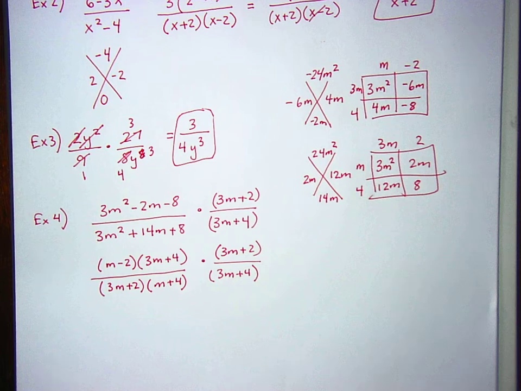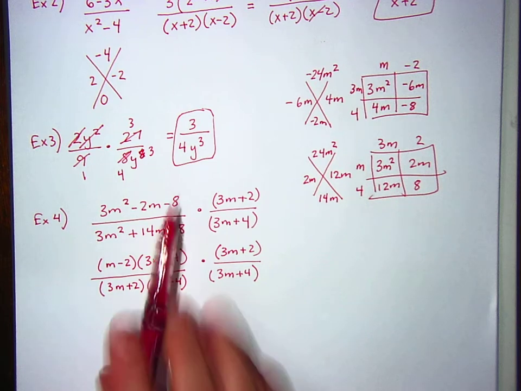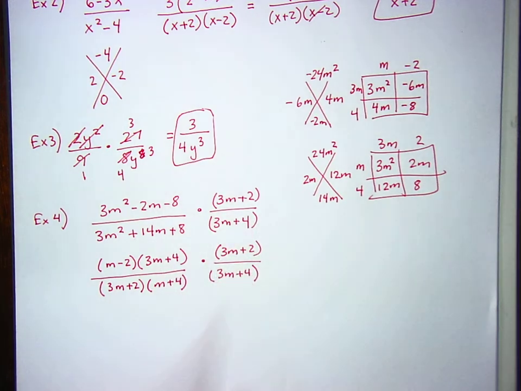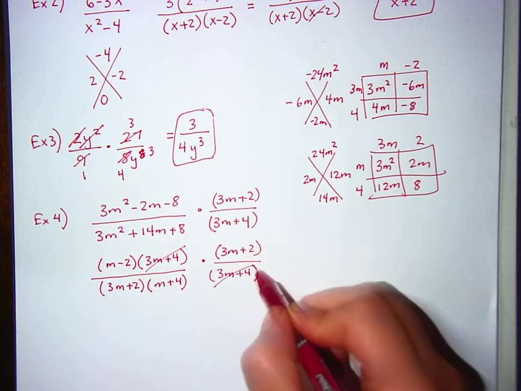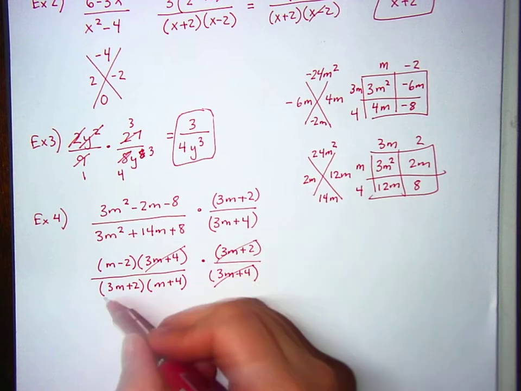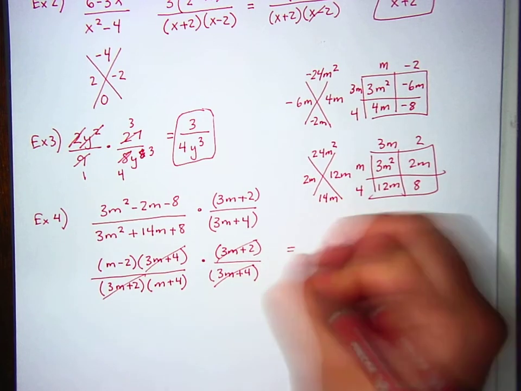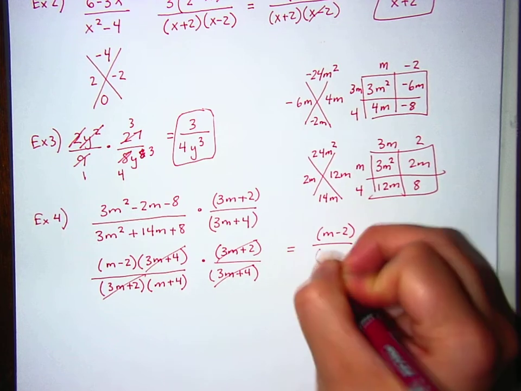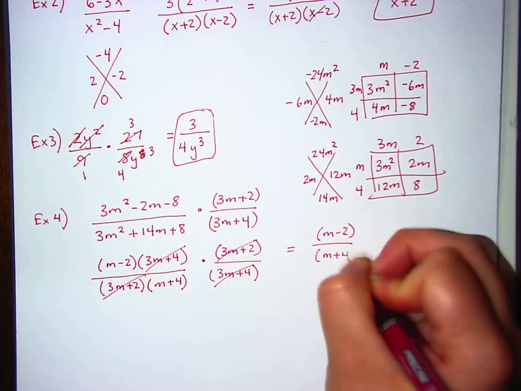Okay, so now I've got both the top and the bottom factored out, and I put those factors right there, and then this part was just copied right there. And now the problem's pretty easy. Now we just start canceling stuff out of the top and the bottom, so that one goes and that one goes, and these two go. So it looks like my final answer is m minus 2 times m plus 4.